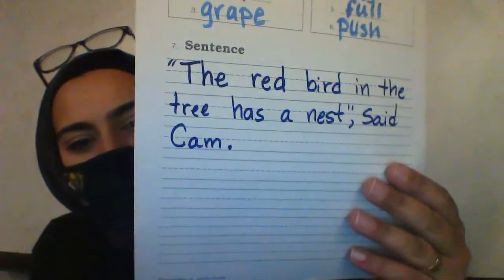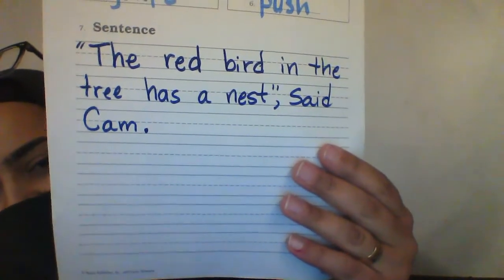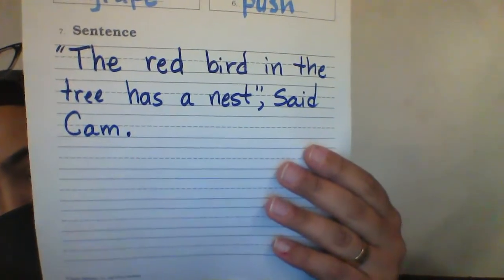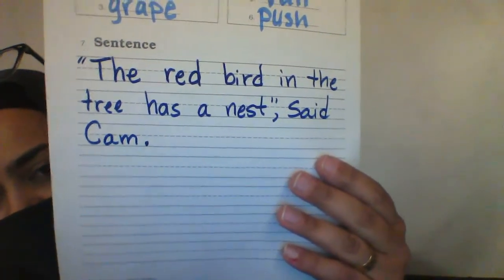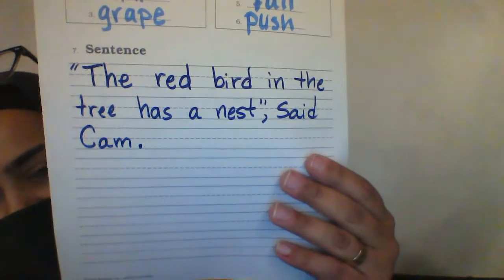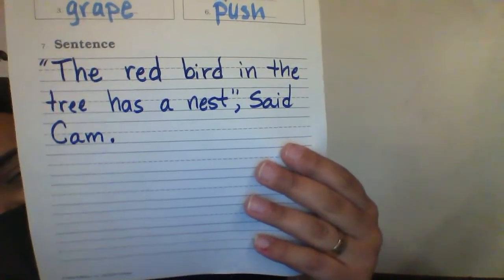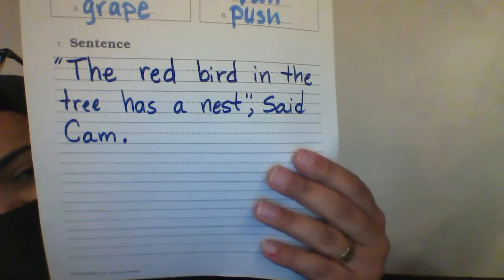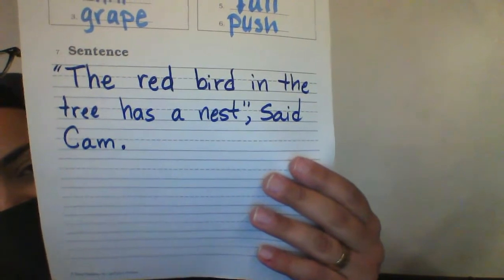Okay, so your paper should look like this. Again, the red bird in the tree has a nest. Quotation marks go around that, comma, said Cam. The S in said is lowercase. I know it looks like I drew that kind of big, but it should be lowercase. And then Cam, the C in Cam is capital, period. The red bird in the tree has a nest, said Cam. Okay? All right.